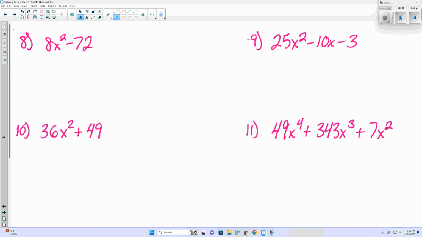Let's look at number 8 next. 8x squared minus 72. So we have two things being subtracted. X squared tells us that there's a good chance this is a difference of two squares. But again, it's still going to be good to look for a greatest common factor. Is there a greatest common factor between 8x squared and 72?